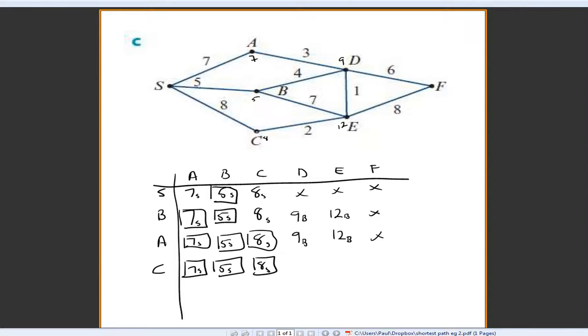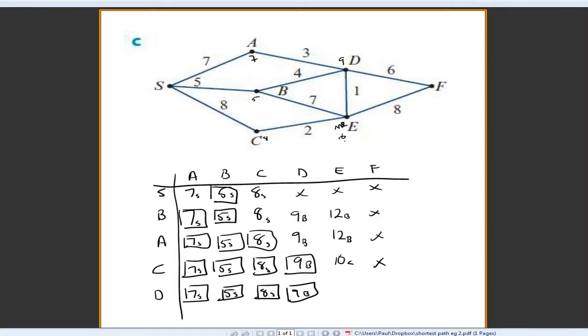Alright, now we're at C. C only goes one place, and that's to E. 8 plus 2 is 10. 10 beats 12, so I replace the E, 10 from C. Alright, I can't get to D, so that just stays at 9 from B, and I still can't get to F, so that stays crossed. Alright, 9 is the smallest number, box it, that's D. Rewrite boxed edges: 5 from the start, 8 from the start, 9 from B.